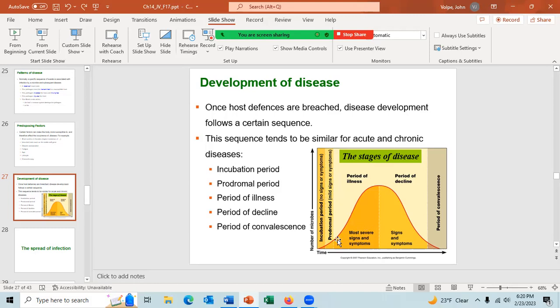Surprisingly, children, especially young children, do not have that. So they can spread it in the incubation period, the prodromal period, and the period of illness, at all periods, okay? Their immune system doesn't seem to limit the spread of the disease. And you don't need to know that. But my point is that for some diseases, the most potent time to spread the disease is late in the incubation period or in the prodromal period. All right, any questions about the development of disease?